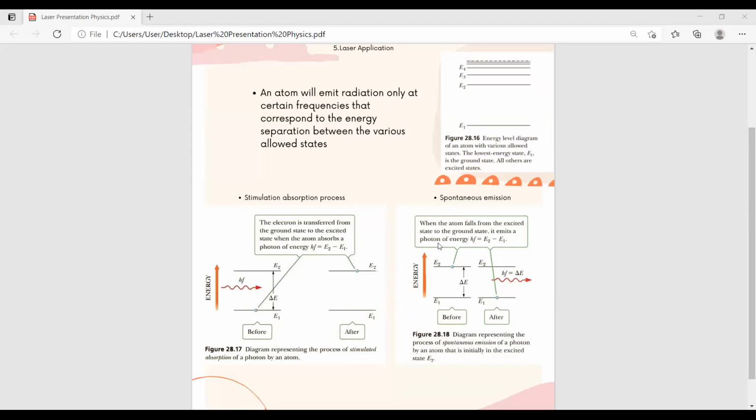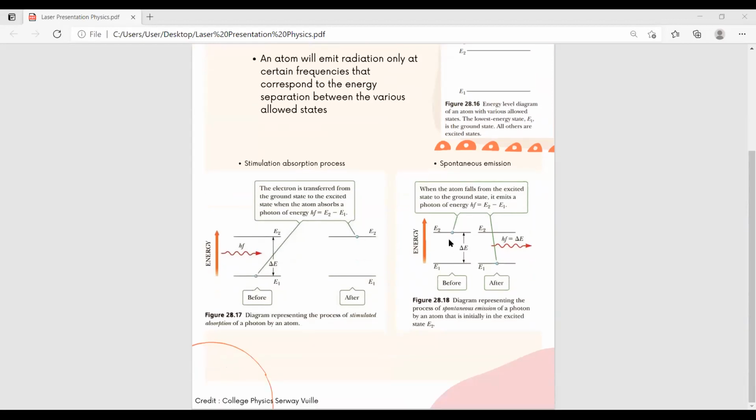Now, we take a look at spontaneous emission. Spontaneous emission is the continuation of the stimulated absorption process. As we saw just now, the atom is in the higher state, the excited state E2. When the atom is in the excited state, it will automatically decay to the ground state by emitting a photon of energy and fall down to the ground state E1. This process is called spontaneous emission. Generally, an atom or electron in an excited state can only stay for 10 to the power negative 9 to 10 to the power negative 8 seconds.